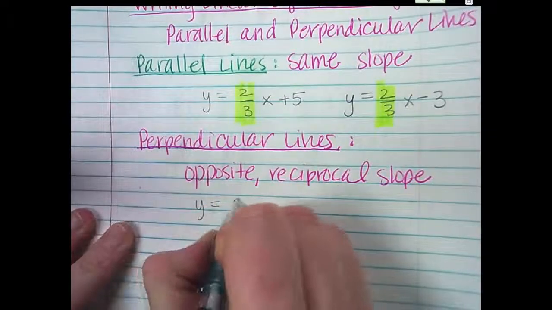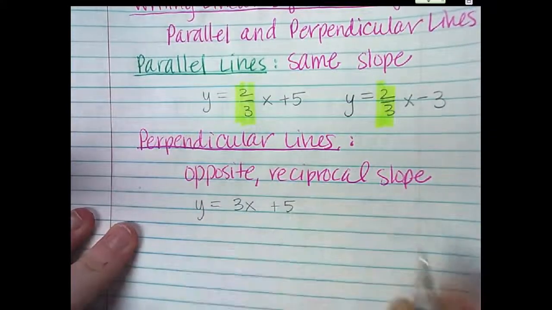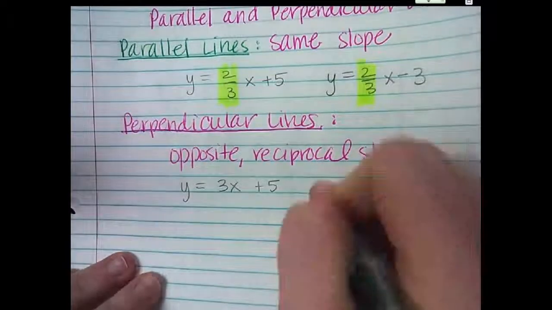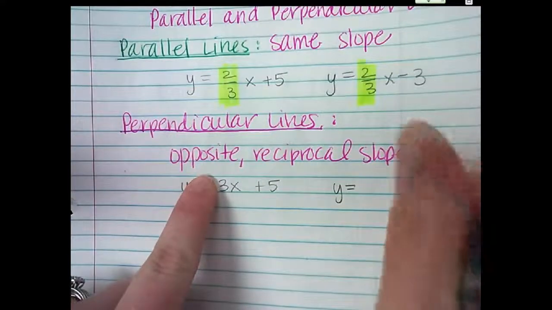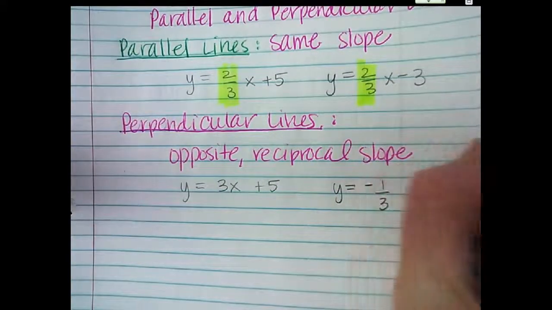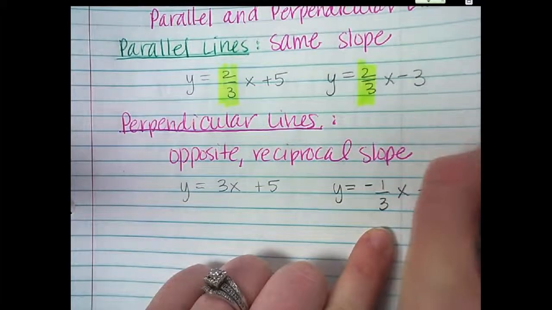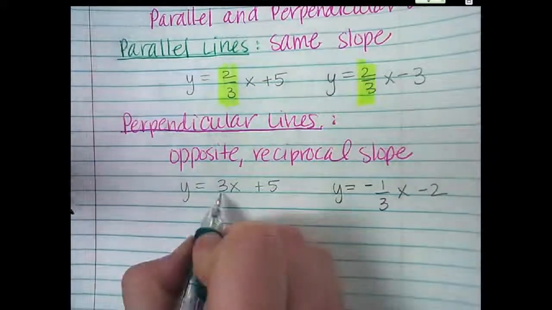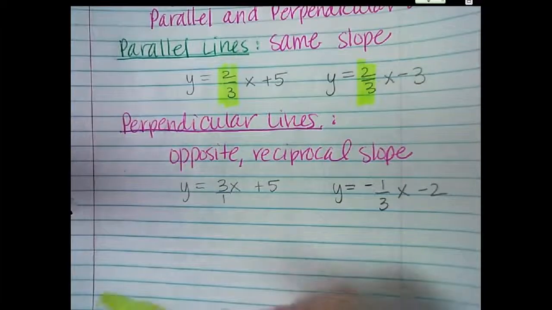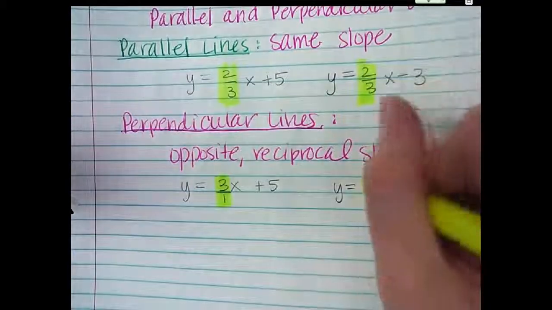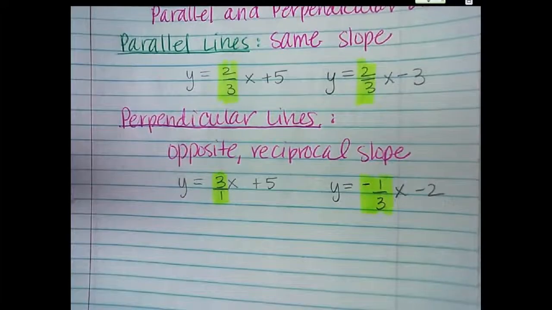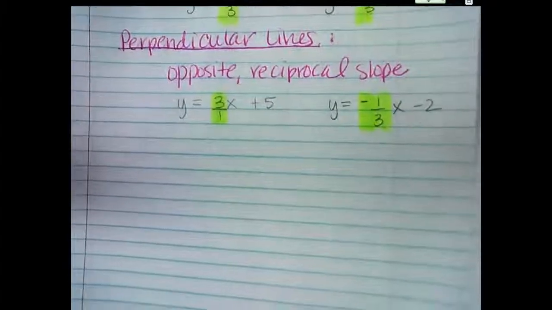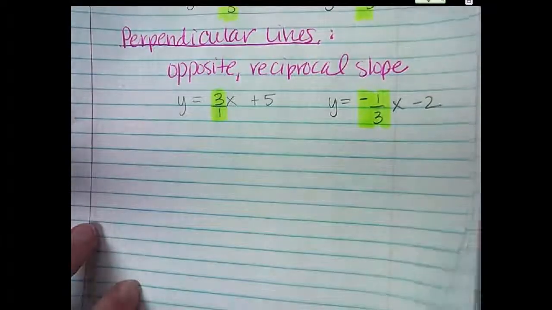Let's do a whole number. Let's do 3x plus 5. So it'd be 1 over 3. Yes, that's reciprocal. What about opposite? Negative. Good. Negative, it's a slope. Negative 1/3 x, and it doesn't matter for the y-intercept. Okay, so this is 3 over 1. So opposite means I need to change the sign. Reciprocal means I need to flip it. Okay, so let's do some examples.